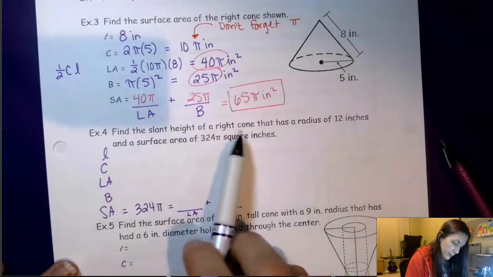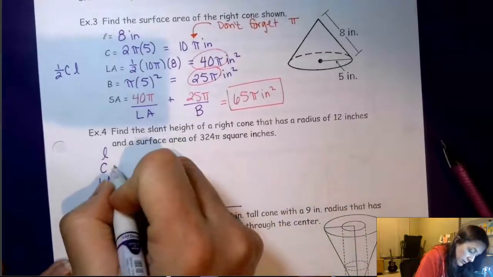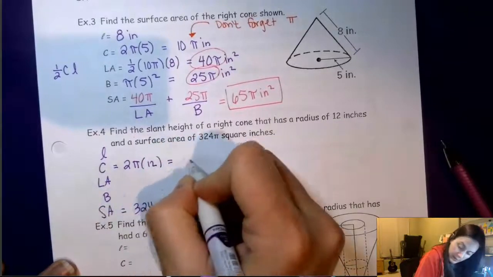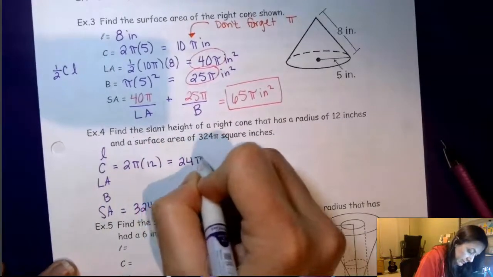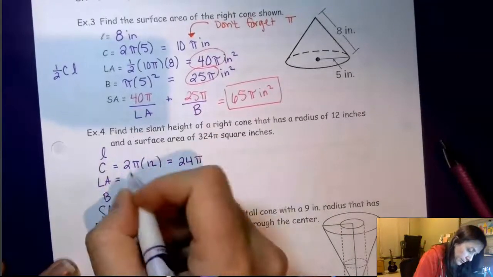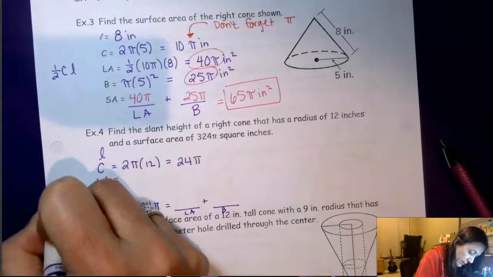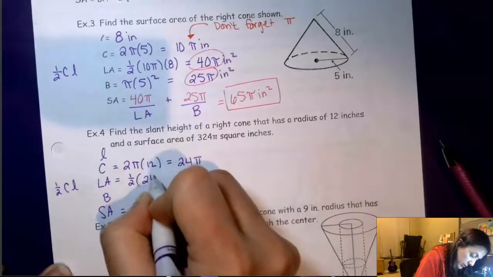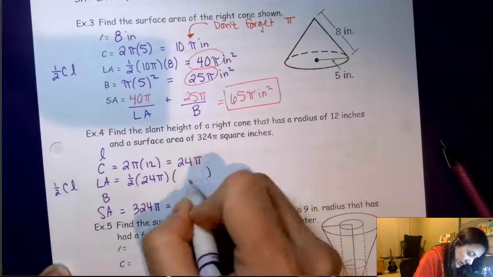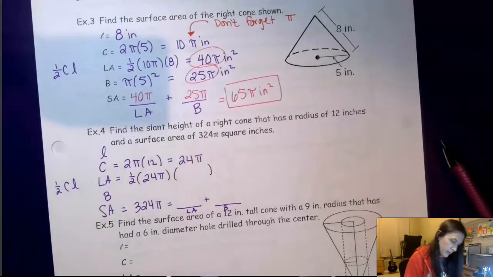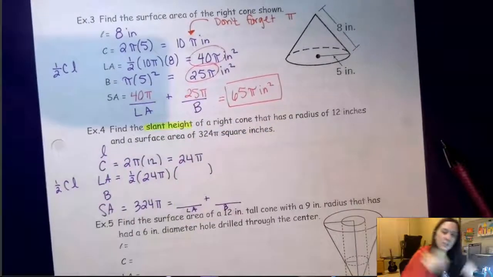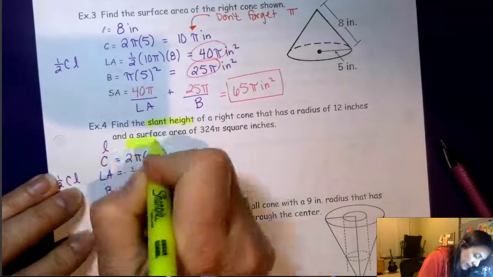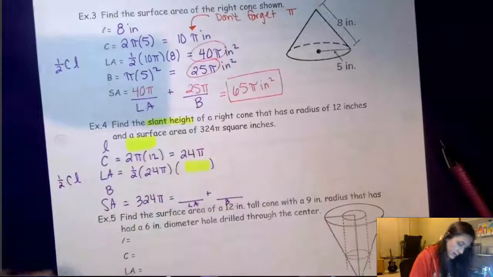Find the slant height of a right cone that has a radius of 12. So circumference is 2 pi r, with my 12. That's going to be 24 pi, I know that. My lateral area is going to be, again, 1/2 circumference times slant height. So 1/2 times circumference, 24 pi, times the slant height, which is what I'm looking for. So I kind of talked myself through the problem. I'm writing everything down that I know. I'm looking for the slant height. I need the slant height here.